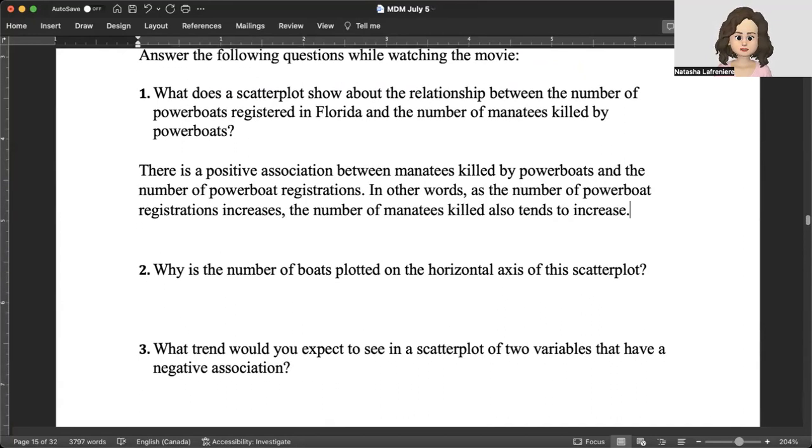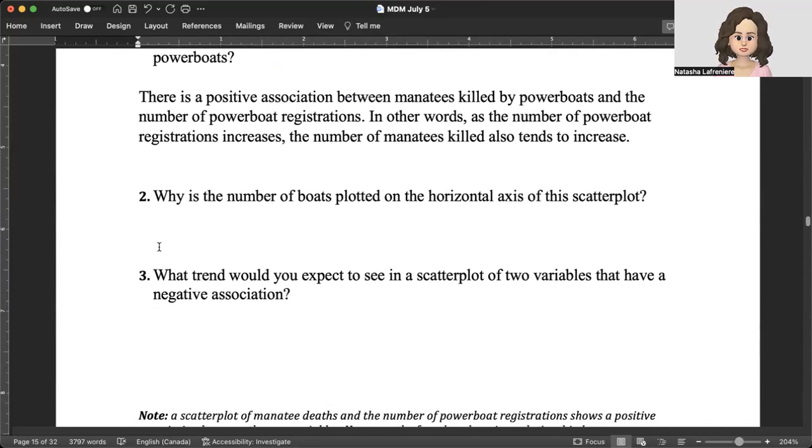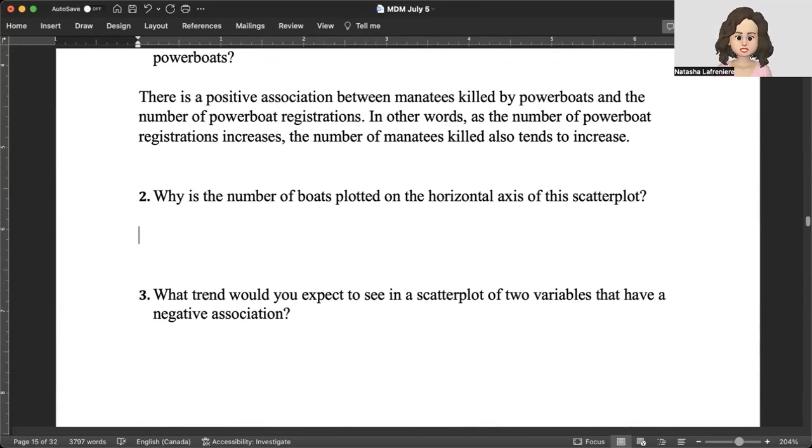Okay, so in other words, the people that had more powerboats registered had high numbers of manatees killed, which is very tragic if you ask me. So why is the number of boats plotted on the horizontal axis of the scatter plot? The number of powerboat registrations is the explanatory variable.